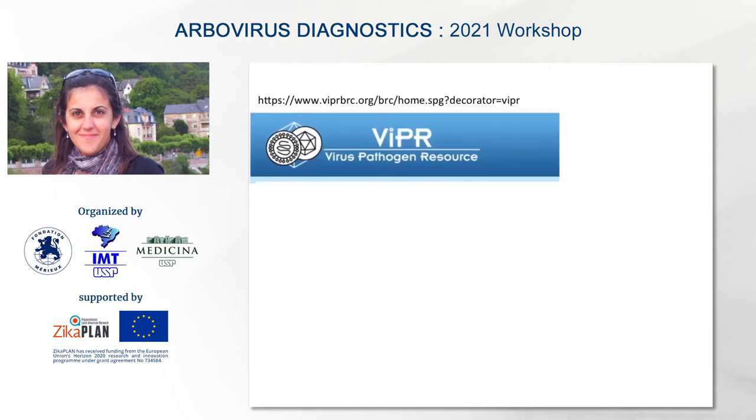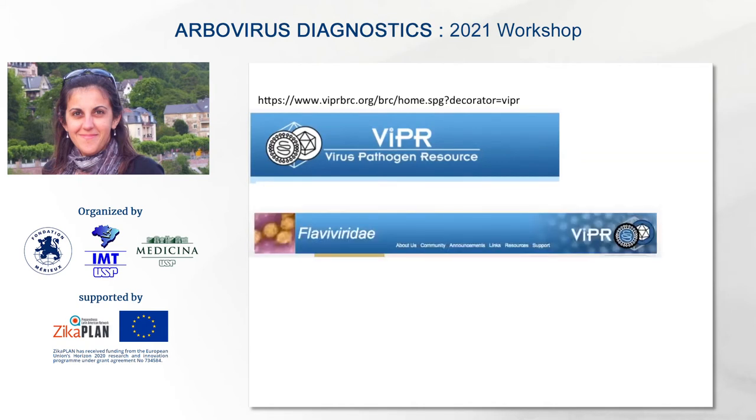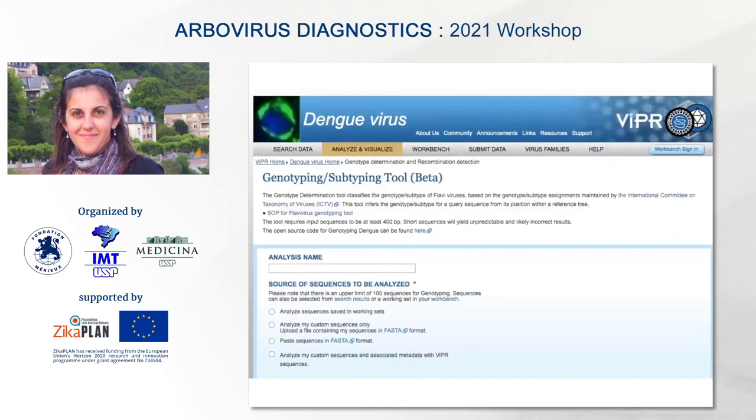The Virus Pathogen Resource is another place where you can do lots of analysis. It can be optimized for a given virus family, for instance, following the same principle as Genome Detective, I think, depending on detailed information availability within the database. Or more specifically, you can choose to analyze sequences from a known virus like dengue, Zika, or yellow fever.